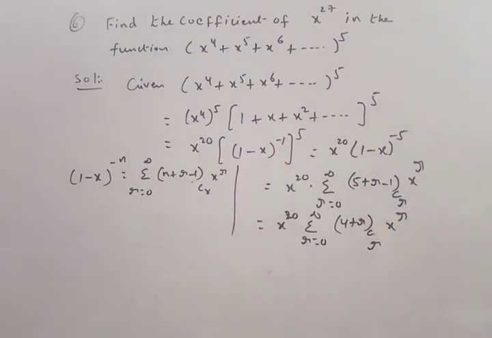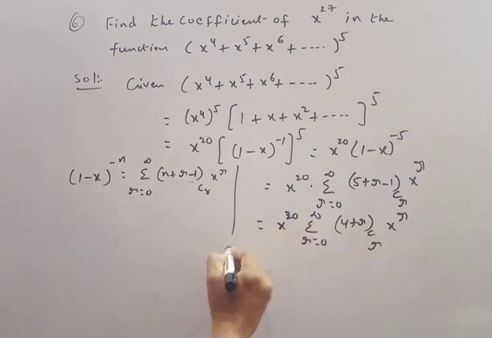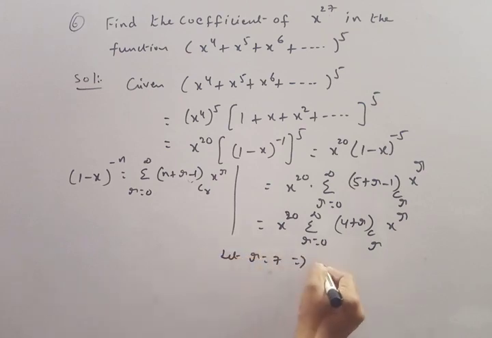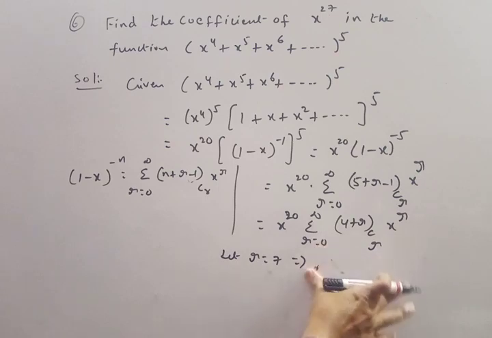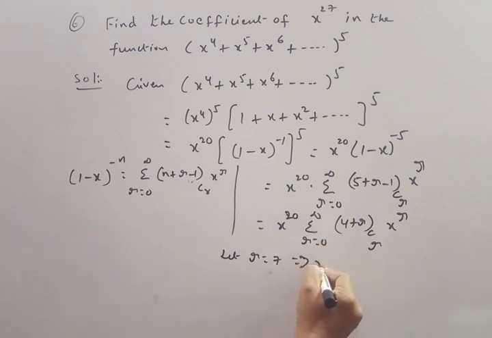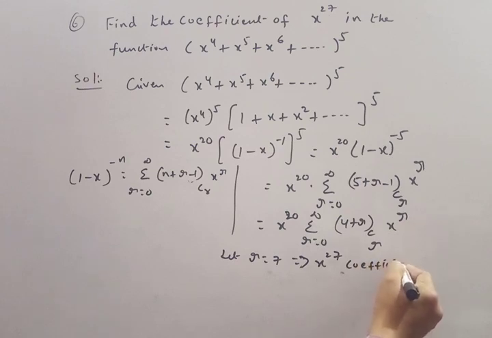To get the x power 27 coefficient, how much r value do we have to take? Already x power 20 is there outside. So what r value do we have to take? r is equal to 7. So therefore let r is equal to 7. So x power 20 into x power 7 is x power 27, and the coefficient is how much?